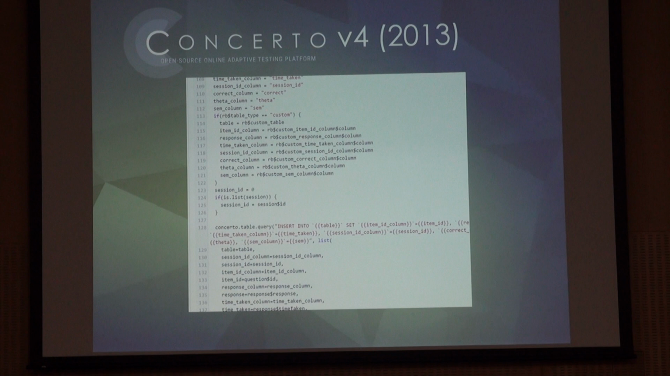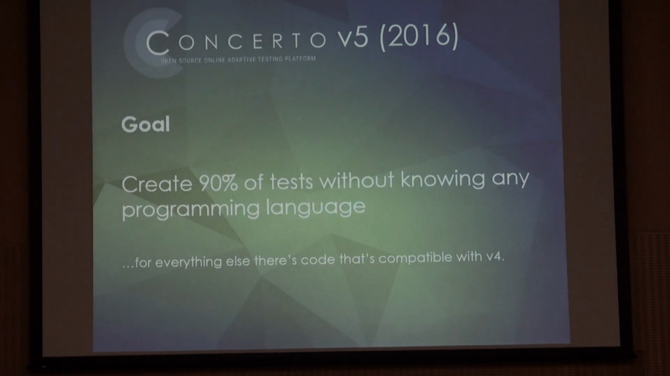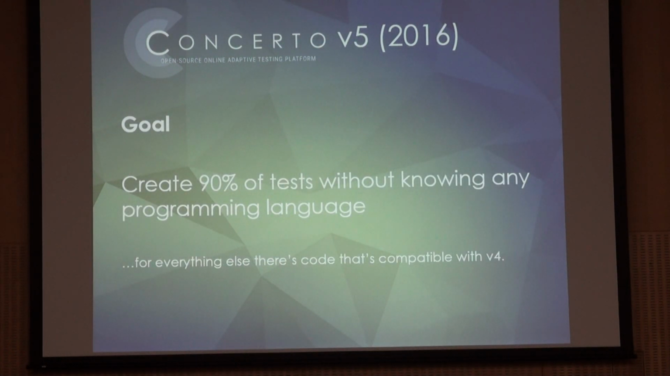So what we did with version 5 is we had this goal of can you create 90% of tests without any programming knowledge? That's what we set ourselves, but it's still built on top of this R code that's the same as version 4. This remaining 10%, there's always going to be the people who've got very specific requirements. We're not going to be able to produce user interfaces for everything. So those people can still code everything at the back end.